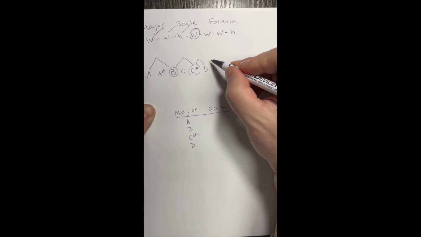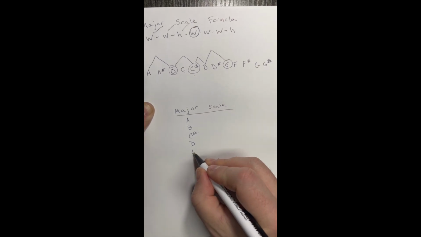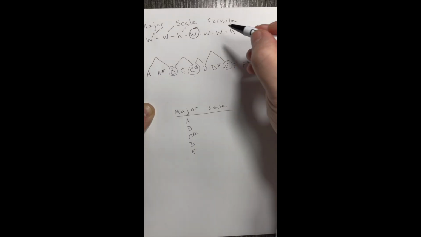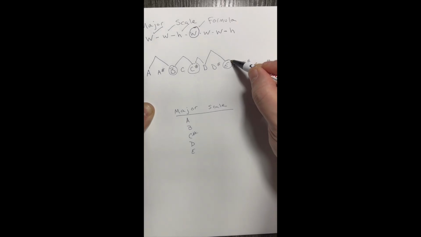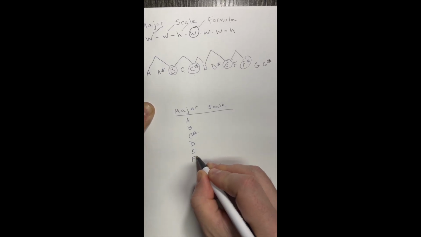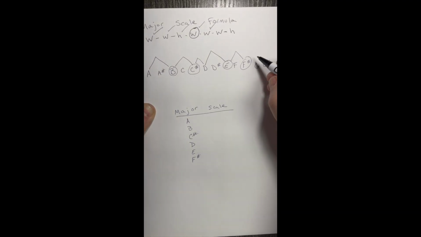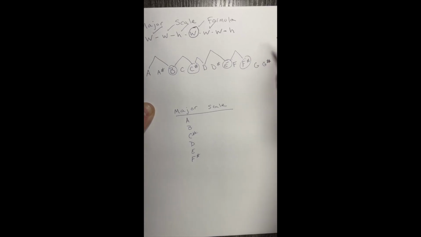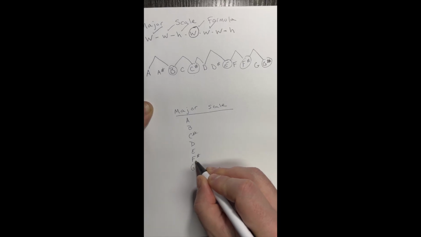Now from D, we're going to go another whole step. That takes us over to E. We'll circle that, write it down, check off our whole step. We're going to go another whole step from E. That takes us over to F sharp. Circle it. Check that off. Now we've got another whole step, so we go from F sharp to G sharp. Circle that guy. Write that down.